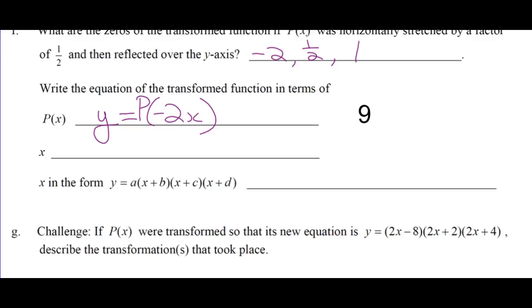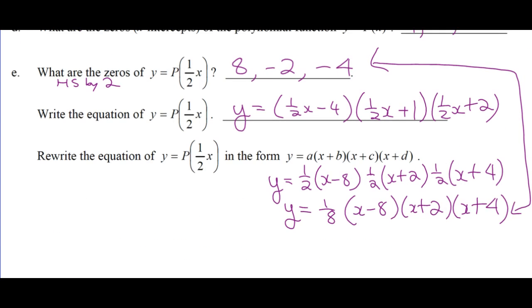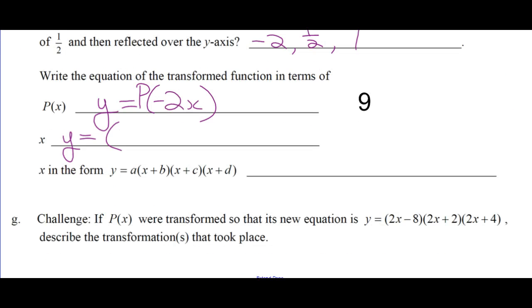So in terms of x, it's going to be y equals, okay, so what did we have? Originally it was x minus 4, what was the original? Yeah, it'd be like, yeah, x minus 4. So that's going to become -2x minus 4. And it was x plus 1. So -2x plus 1, and it was x plus 2, so -2x plus 2. So we're just going back to the original function, right?